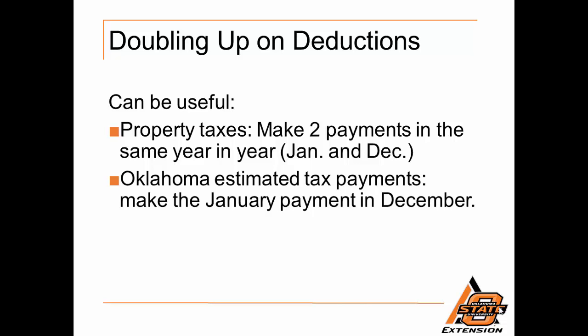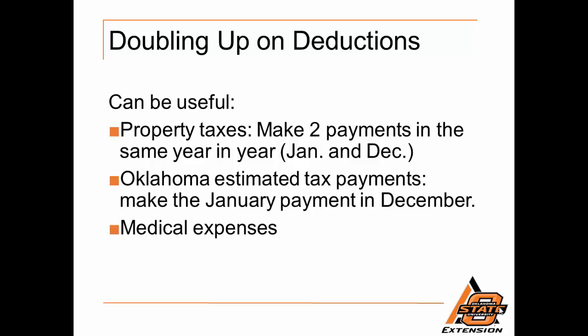Making local estimated tax payments, if this qualifies. And as a qualified farmer, you look at the end of the year. If you have income that you'd have to estimate, make that January payment, which was normally due January 15th, in December. Then you get it deducted as a December or 2015 expense. Again, this works great when you have a high income year.